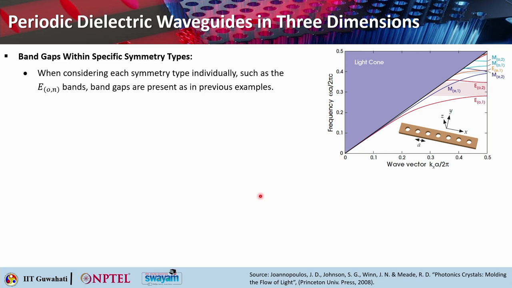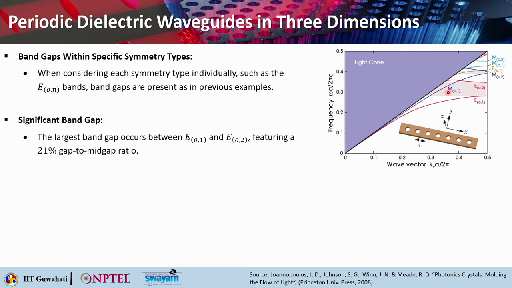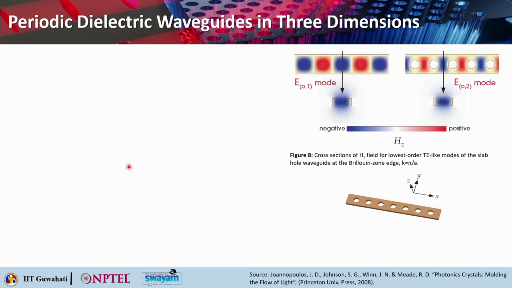Now, our job here will be to identify the band gap in this particular band diagram. When considering each symmetry type individually, let us try to only focus on the capital E, o bands. You can see that between these two bands, you are actually able to see the band gap being present. And this is something very similar to the previous example. The largest band gap here occurs between these two bands, and if you measure them you can see that they are almost a 21% gap to mid-gap ratio. So that's a pretty large band gap.